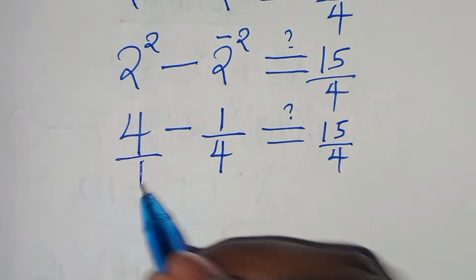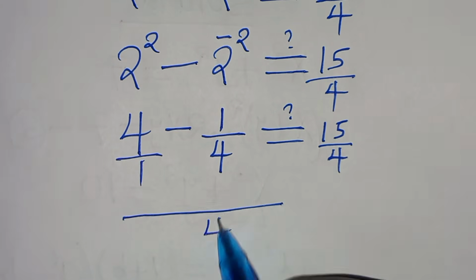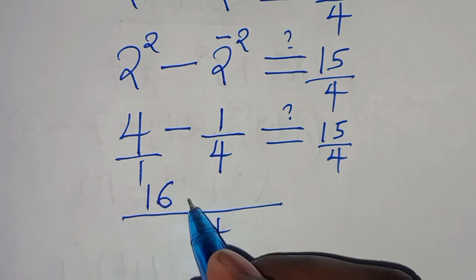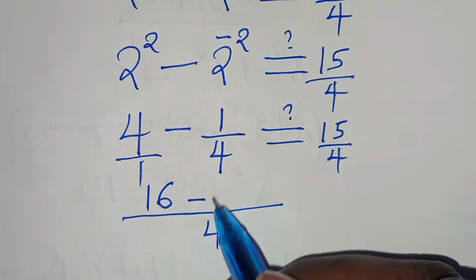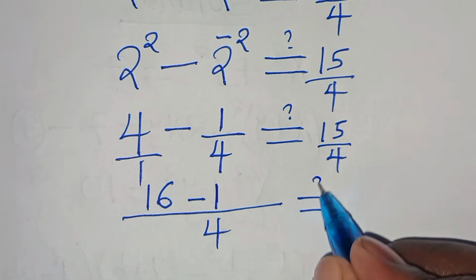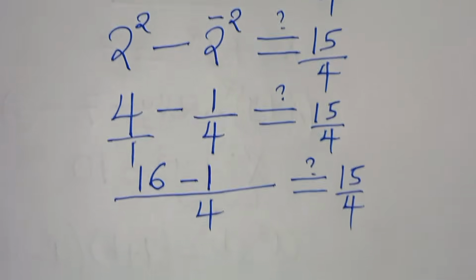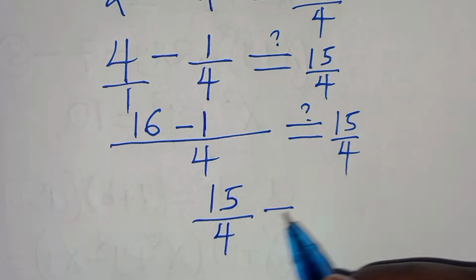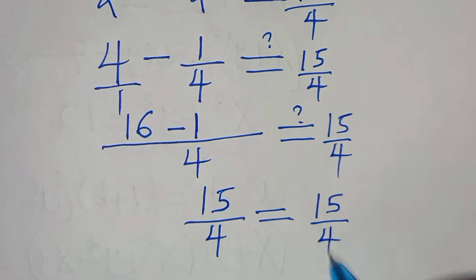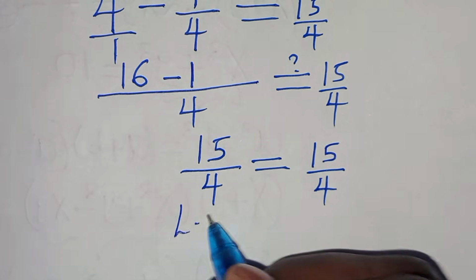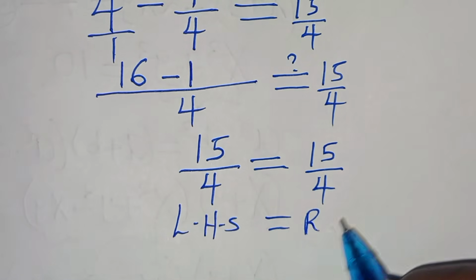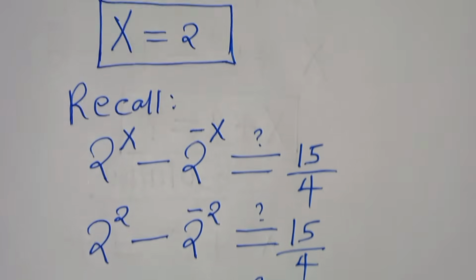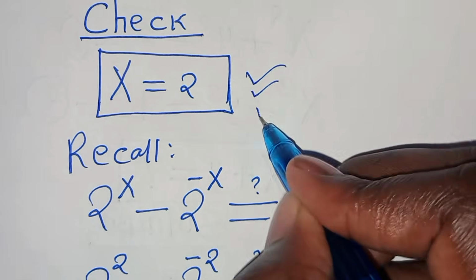Now, since 4 is a whole number, this is over 1. We have the LCM is 4. So 4 divided by 1 is 4, and 4 times 4 is 16. Then minus 4 divided by 4 is 1, times 1 is 1. 16 minus 1 is 15 over 4, and this is equal to 15 over 4. And this shows that the left hand side is equal to the right hand side. And this affirms that the value of x, which is equal to 2, satisfies the equation.